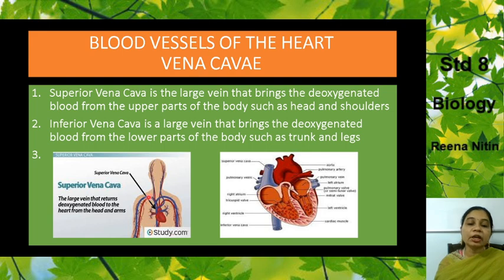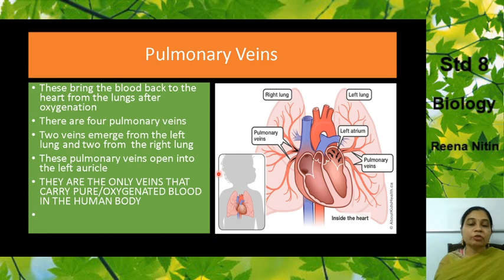The superior vena cava is carrying the impure blood from the head and from your shoulders towards the heart for purification. At the same time, the inferior vena cava is a large vein that is bringing again the impure blood from the lower parts of the body to the heart for purification, namely from the trunk and your legs. We move on now to the next part, that is the pulmonary vein.